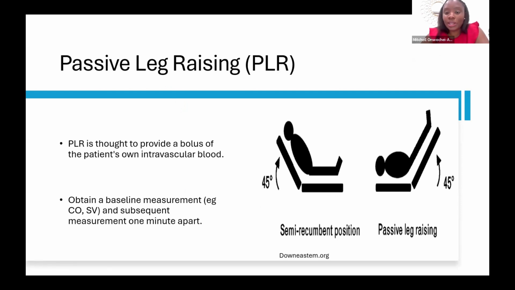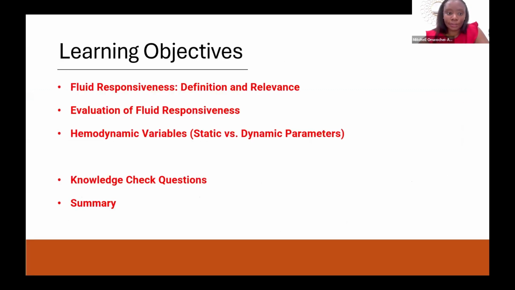So depending on what tool you have, you can get a cardiac output, a stroke volume, and then you lay them, put their head flat and keep their legs elevated at least 45 degrees. Keep them in this position for 1 minute. And then we measure those variables. So check your cardiac output and stroke volume. If there is a 13% increase, then that will mean that they're fluid responsive. And you can go ahead with giving them fluids. So those are the hemodynamic variables to look at, static versus dynamic parameters.